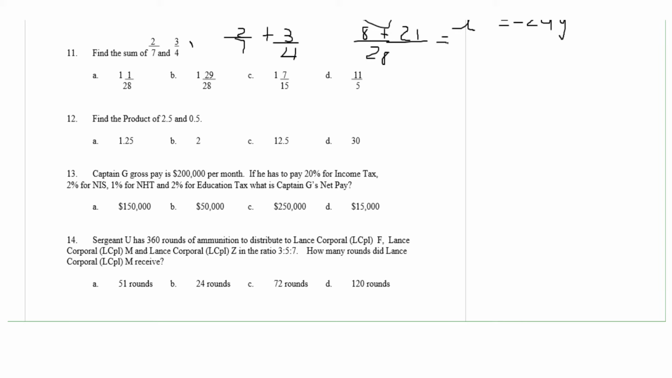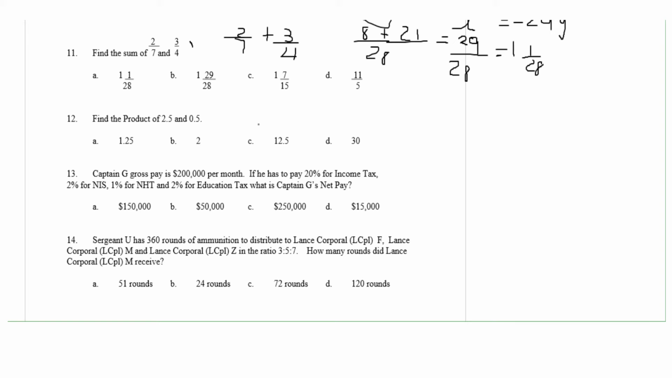So there we have it. We're going to add 8 plus 21. So that gives us 29 over 28. That as a mixed number is 1 and 1 over 28. We know that's correct because 28 times 1 is 28 plus 1, 28 over 28. So that's the same thing.